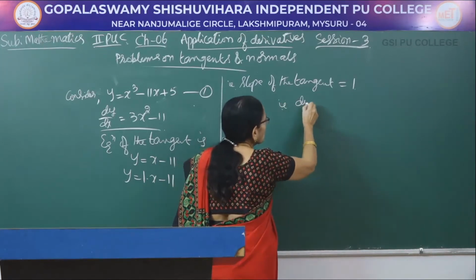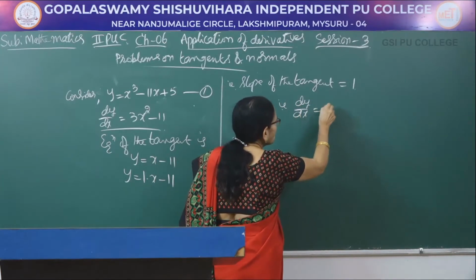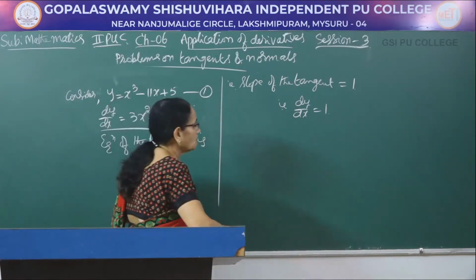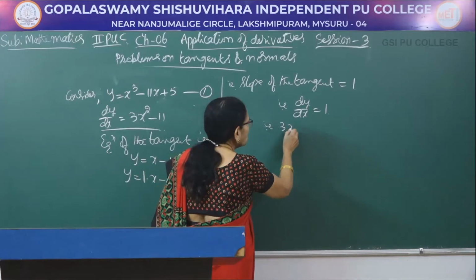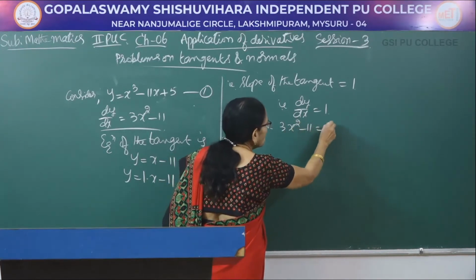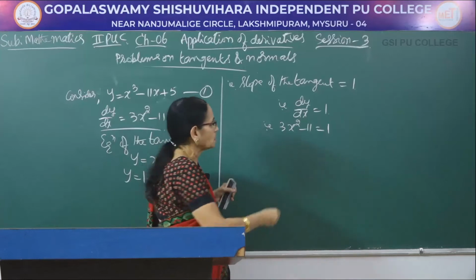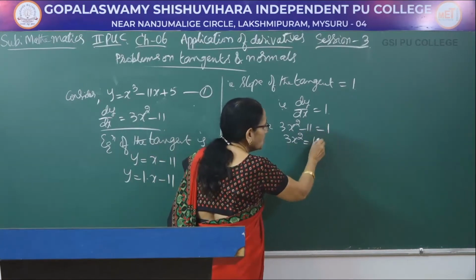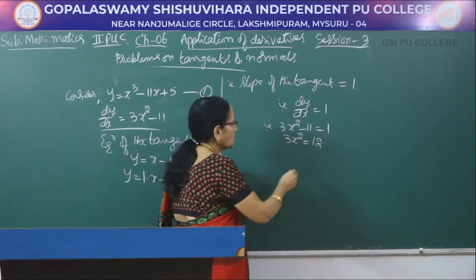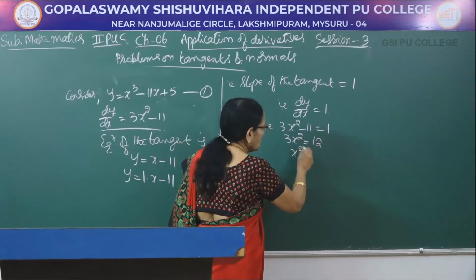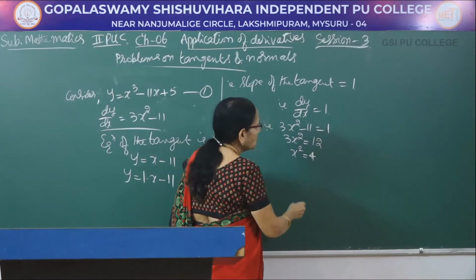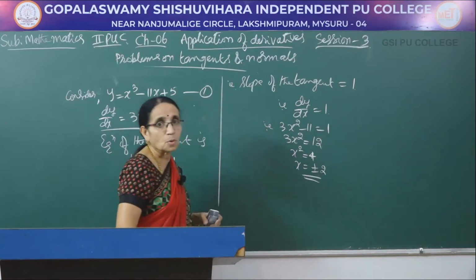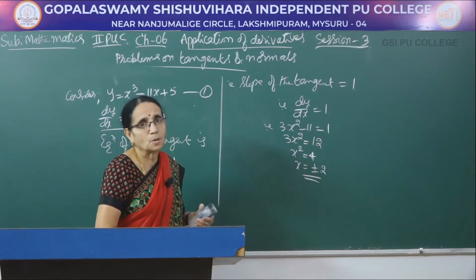You know that slope means dy by dx equal to 1. But what is dy by dx? Just now we have calculated, that is 3x square minus 11 is equal to 1. That is 3x square equal to, this goes to the other side, 11 plus 1, 12. Now, dividing both sides by 3, we get x square equal to 4, x would be equal to plus or minus 2. So, here what happened? We got two values of x here.